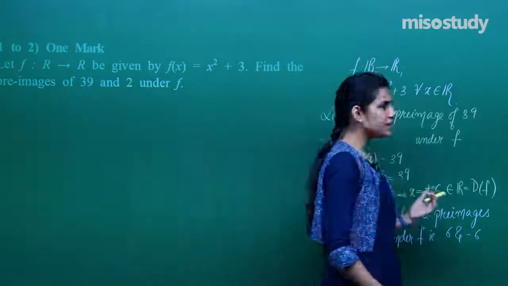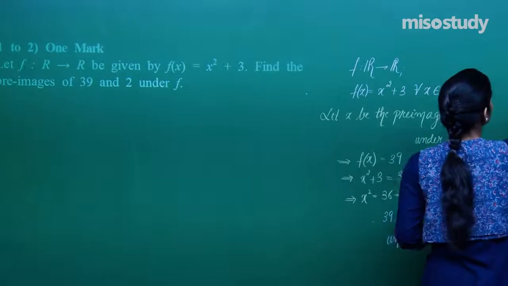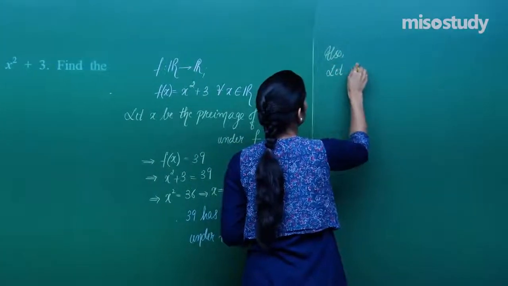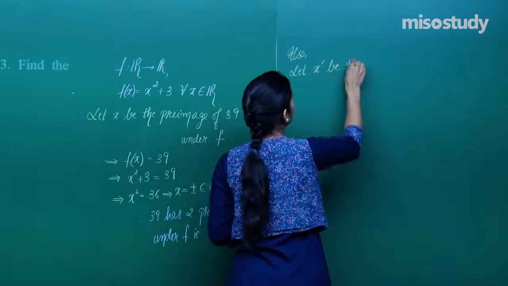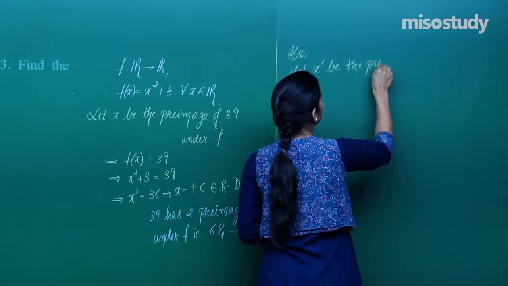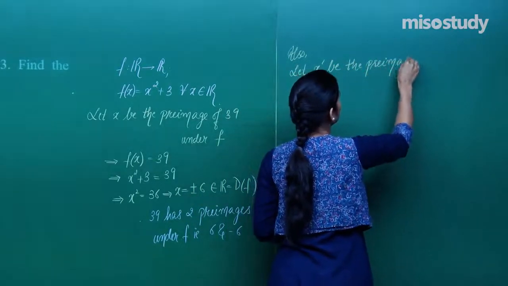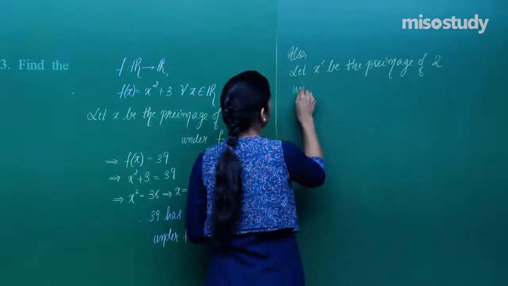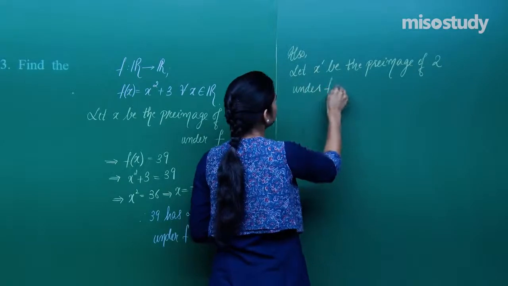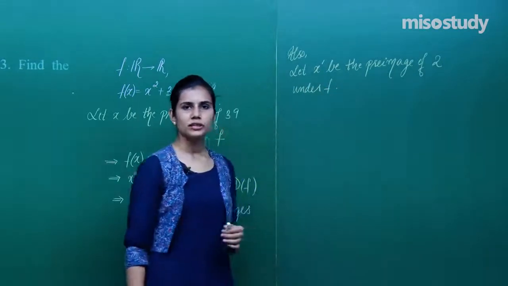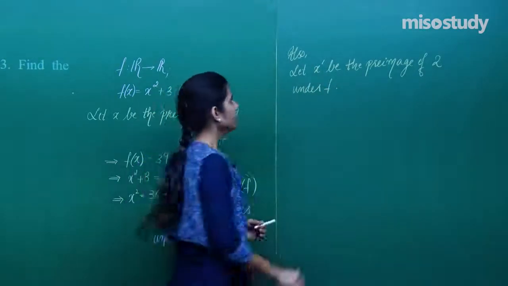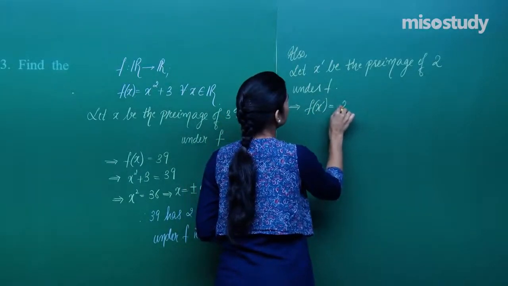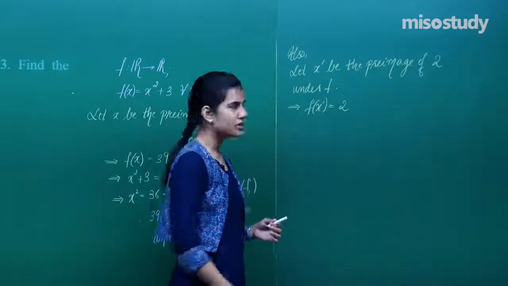Now if I talk about preimage of 2, I am saying also let x dash be the preimage of 2 under f. That means x dash is a member of the domain which under f is being mapped to 2. This implies f of x dash is 2, that is 2 is the image of x dash under f.